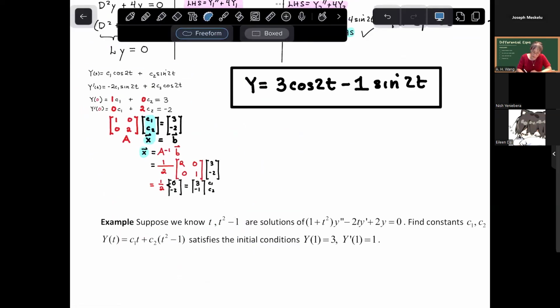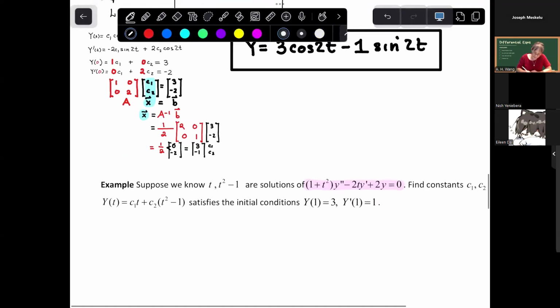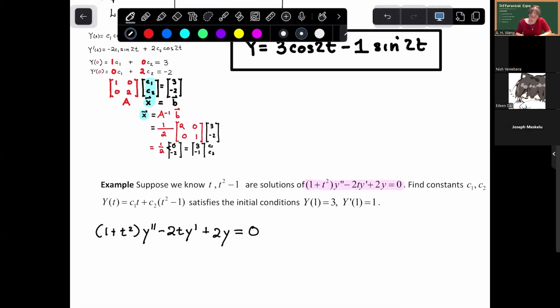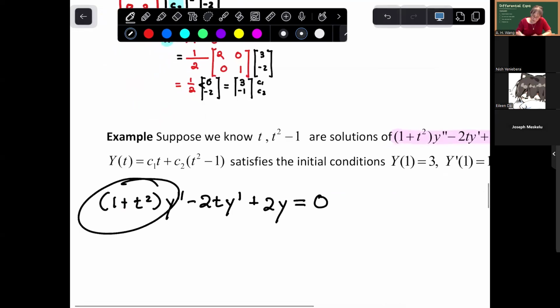So here is our differential equation. Is this in normal form or not? Does everybody see it's linear, but isn't normal form? Yes or no? No, because this is not a 1. So you're supposed to divide through, okay?